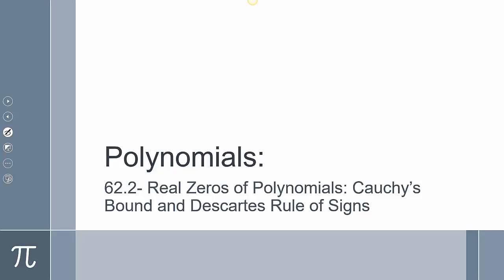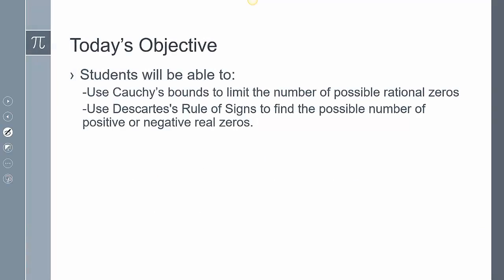Today's going to be 6.2-2, and we're going to take a look at the real zeros of polynomials in Cauchy's Bound and Descartes' Rule of Signs. So today we're going to use Cauchy's bound to limit the number of possible rational zeros and use Descartes' Rule of Signs to find the possible number of positive and negative real zeros.